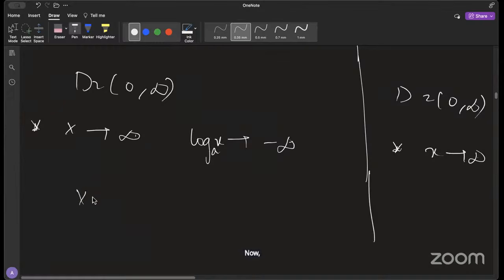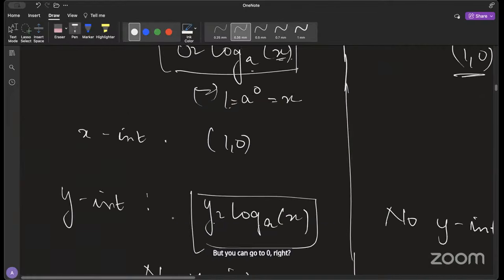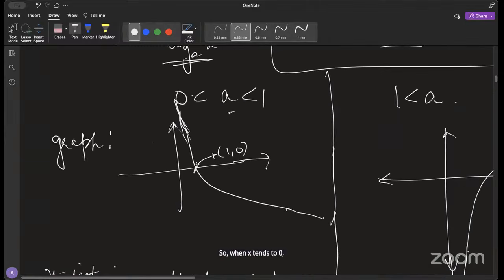Now let's come to when x tends to 0. The other end is 0, right? In your domain, the other end is 0. You can't go to minus infinity, but you can go to 0, right? So when x tends to 0, this is when x tends to 0.